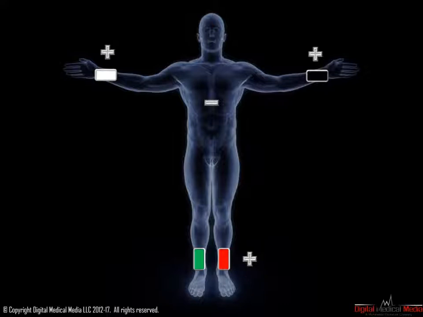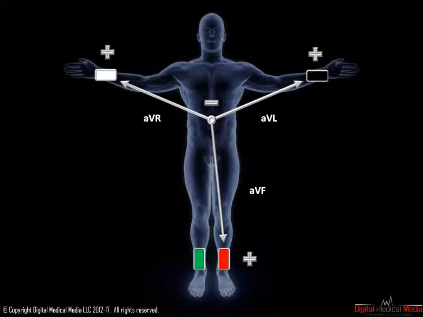Lead AVR spans between that centralized imaginary point and the right arm, with the positive end being at the right arm. Lead AVL spans between that centralized imaginary point and the left arm, and AVF between that center point and the left leg. These comprise the next 3 leads of a standardized 12-lead ECG.